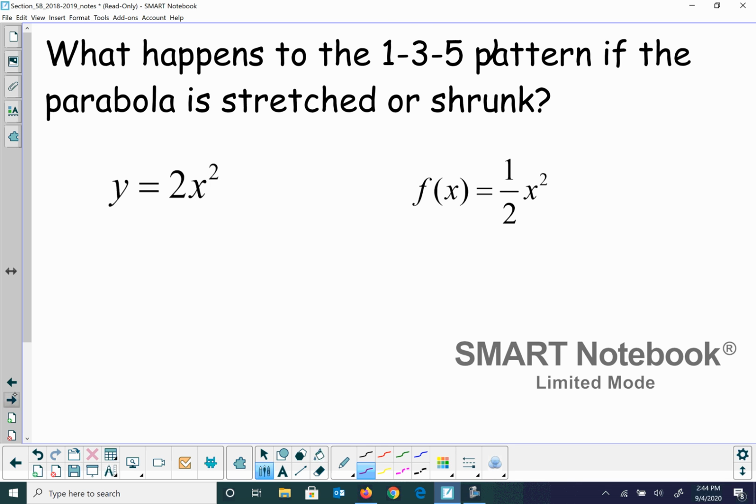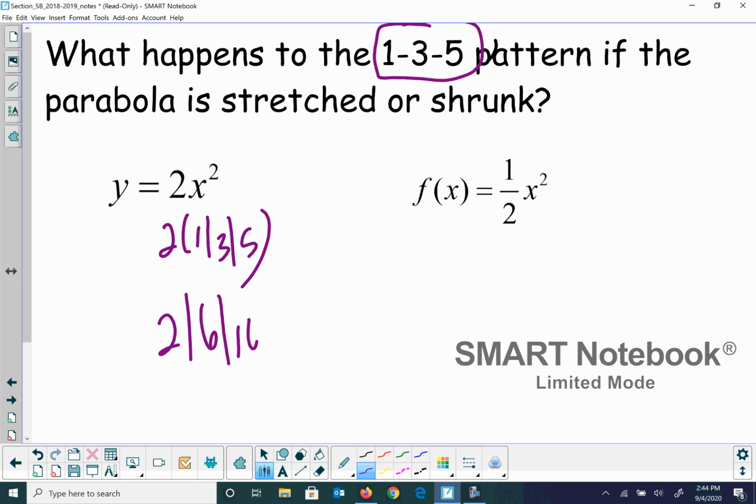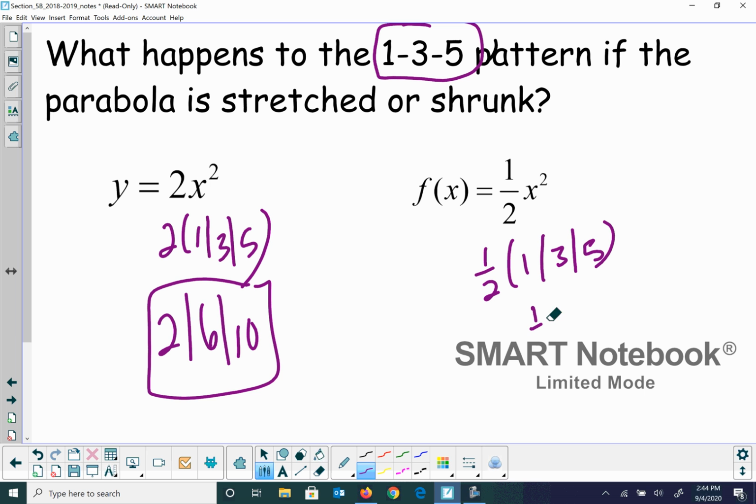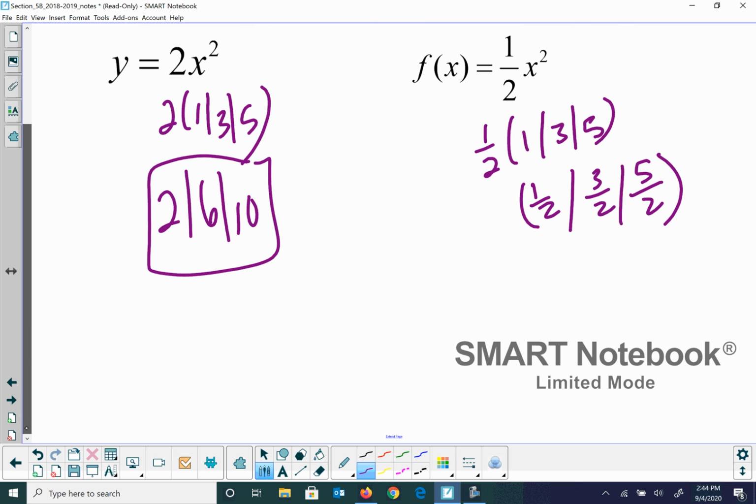Okay, so how's the pattern graph going to be affected here? Well, I have this 1, 3, 5, so I'm going to go 2 times 1, 3, 5. So I'm going to get 2, 6, 10, and that's going to help us when we pattern graph. If I have the 1/2 out there, I'm going to go 1/2 times 1, 3, 5, and I'm going to leave them as improper fractions. So I have 1/2, which is a proper fraction, 3/2, improper, 5/2. And we'll talk more about that when we start pattern graphing later.